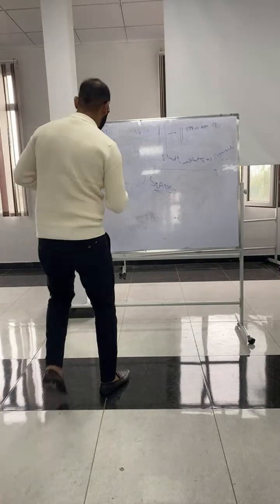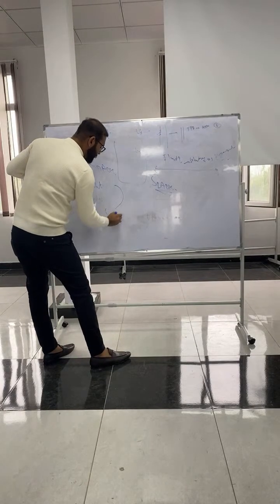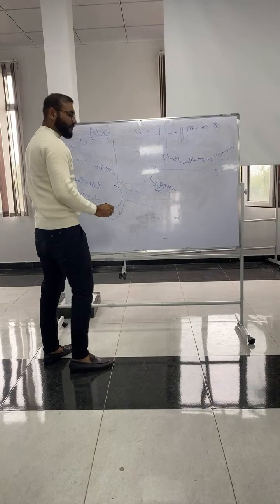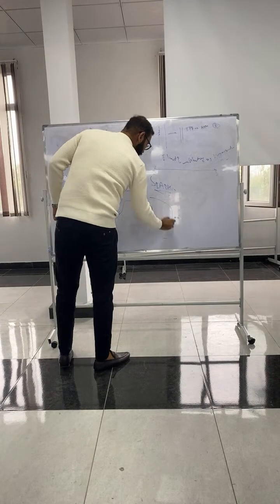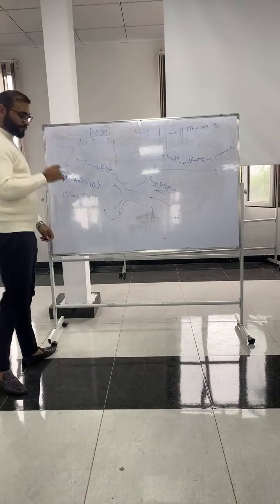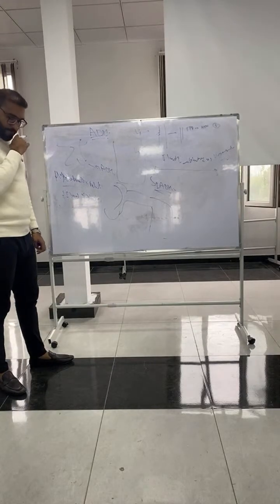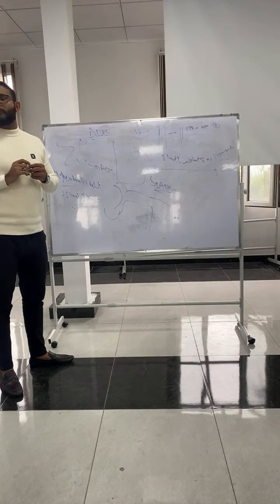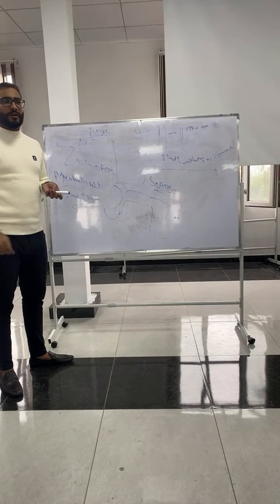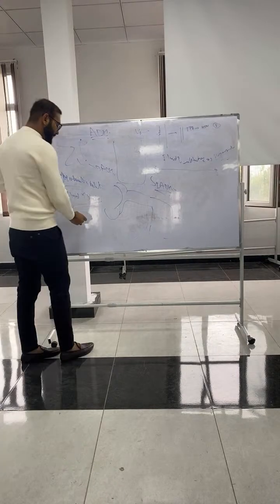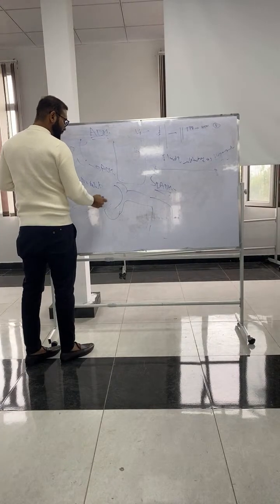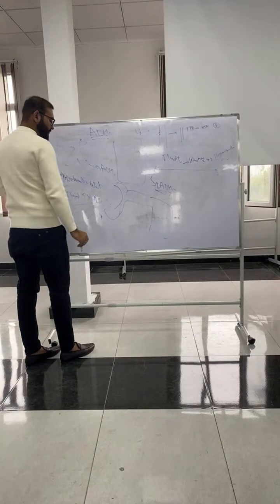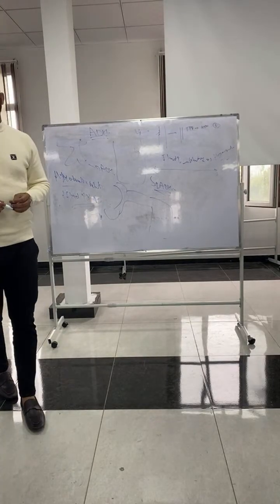How do they excrete? Just imagine, these are the nephrons. These are the tubules of the kidney, and the vessel which enters the glomerulus is known as the afferent artery. ANP and BNP basically dilate the afferent artery.